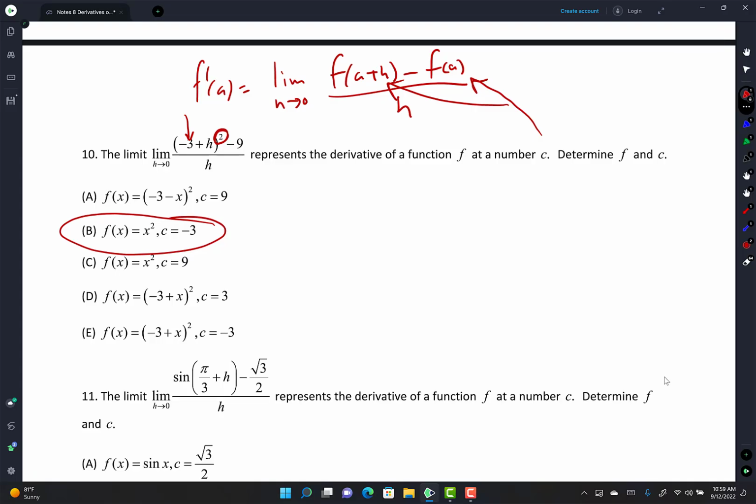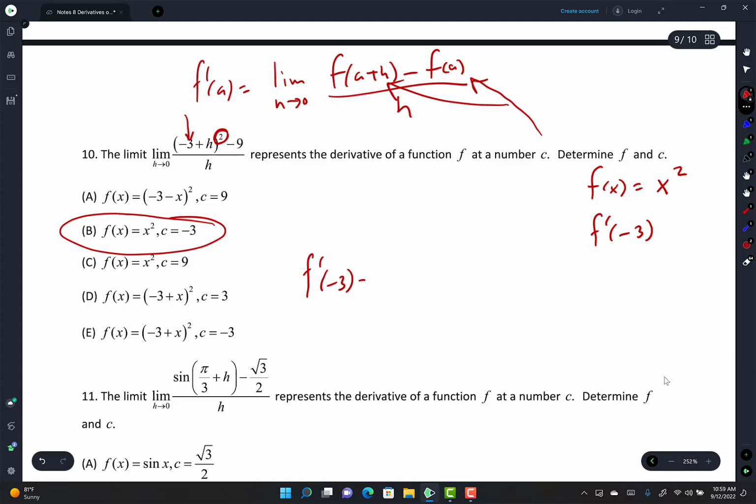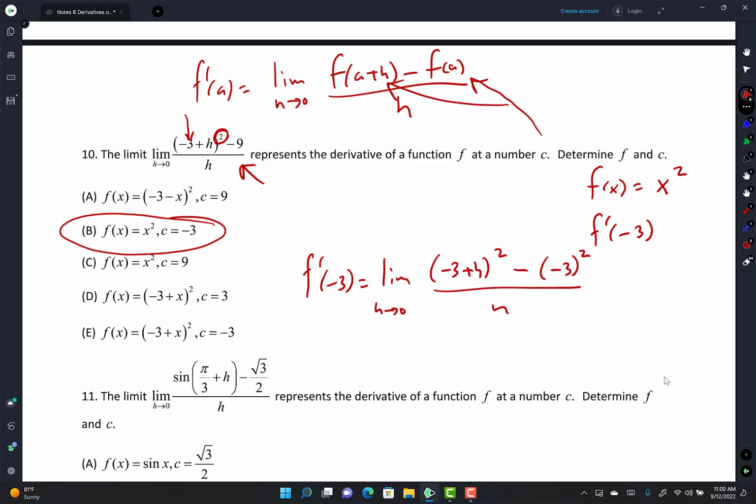Okay, look, if I were to tell you that f of x equals x squared, and I told you that I want my derivative at -3, I want f prime of -3, you guys would have told me f prime of -3 equals limit as h approaches 0 of (-3 plus h) squared minus (-3) squared all over h, which is this right here. See, -3 squared is 9. Let me put this circle here. That's 9. Isn't that the same thing? So that's why it's letter B, guys.